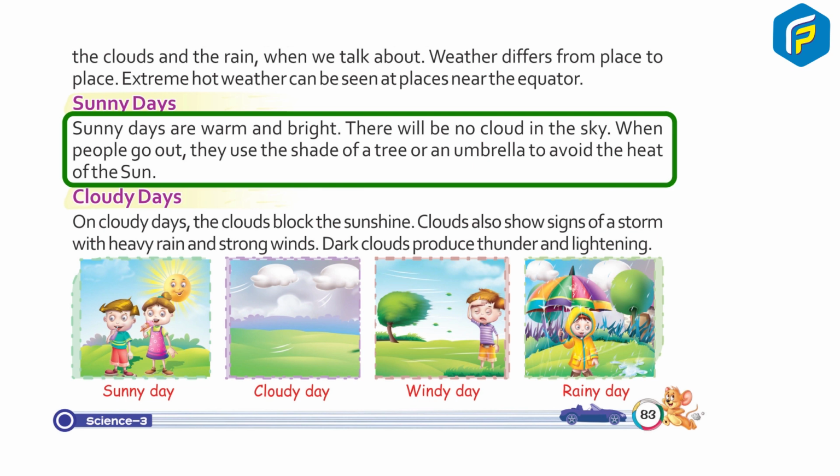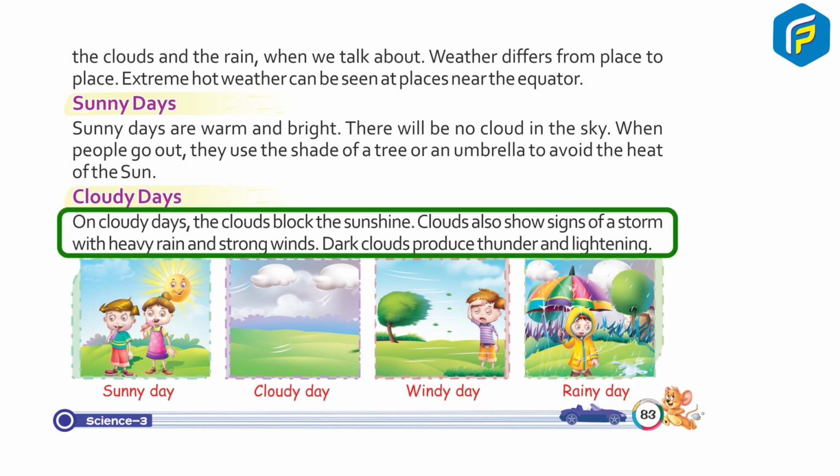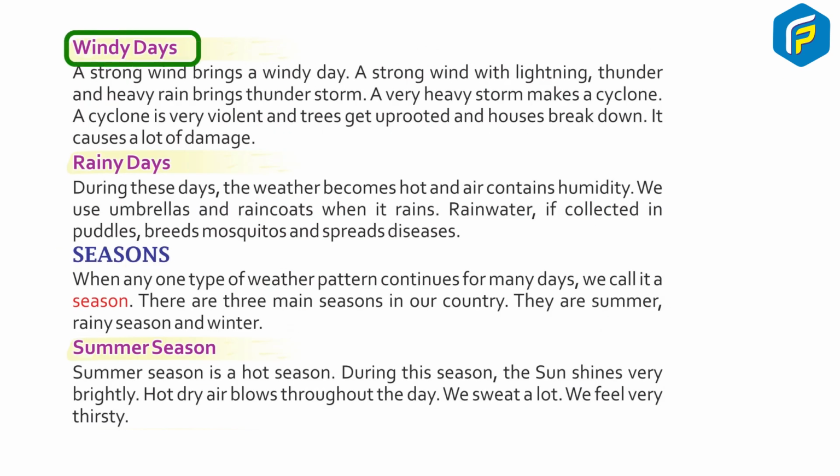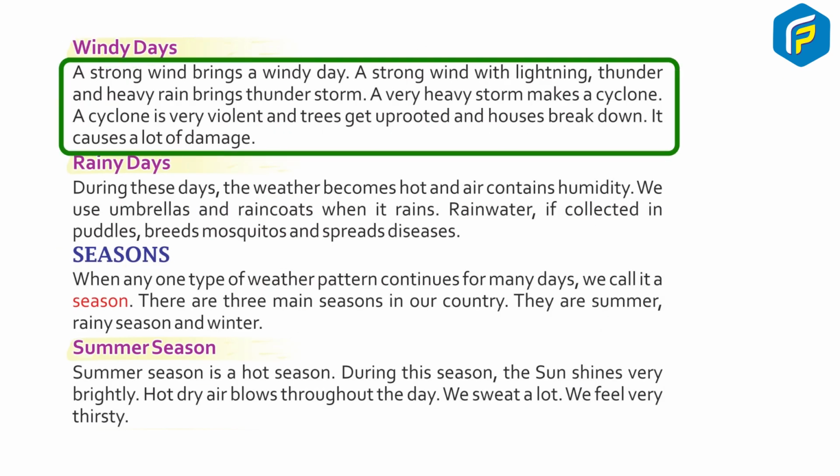When people go out, they use the shade of a tree or an umbrella to avoid the heat of the sun. Cloudy days: on cloudy days, the clouds block the sunshine. Clouds also show signs of a storm with heavy rain and strong winds. Dark clouds produce thunder and lightning. Windy days: a strong wind brings a windy day.